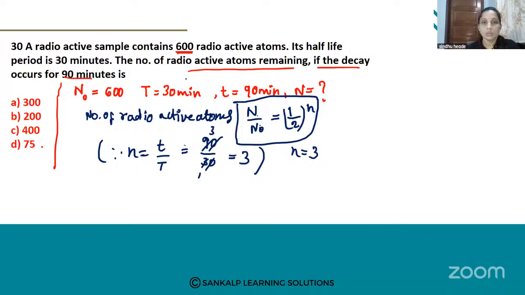Okay. Now you have to calculate N. Now here all the terms are there. N naught is given in your question, that is 600. So n is the only thing you need to calculate, that is n is equal to 3. So finally the equation becomes, here you want N. N is equal to 1 by 2 raised to n into N naught. Okay. This is the formula. Substitute here and get the answer.